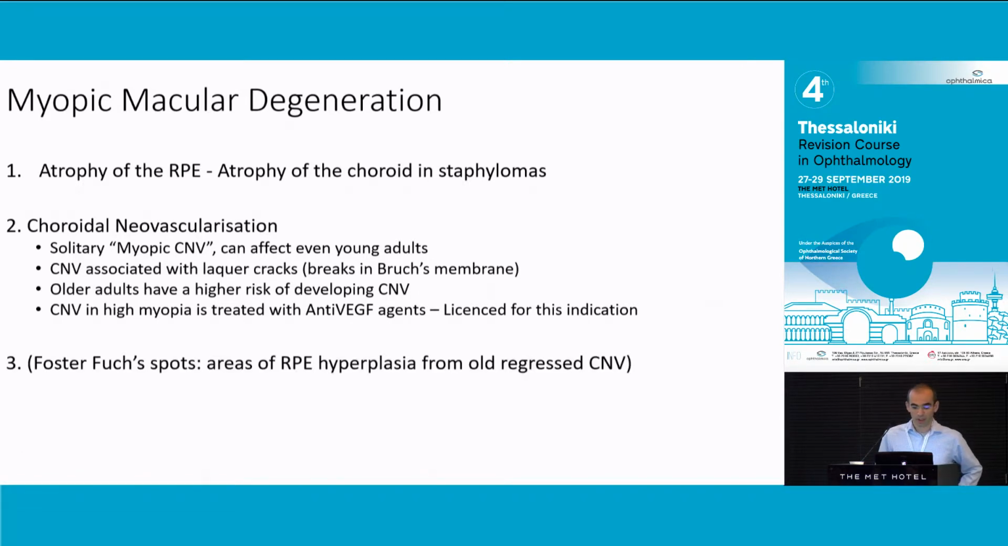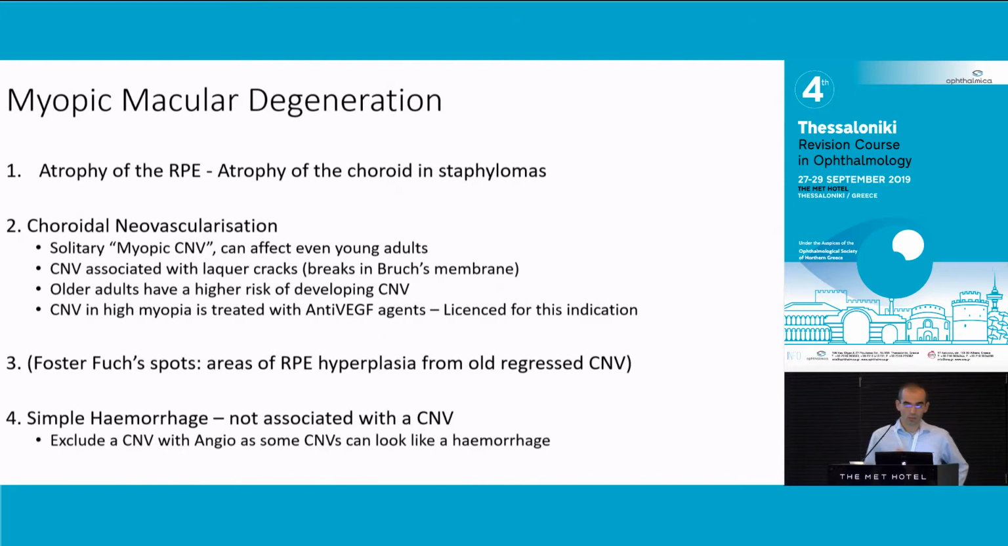Fuchs spots are actually areas of RPE hyperplasia from old regressed CNV, as Adnan has explained in his lovely talk. And sometimes you can get a simple hemorrhage without a CNV, but it's the sort of thing that you should exclude. You should make sure that there's no CNV there, because sometimes you can get these type 2 CNVs that can look like a blood hemorrhage, but in actual fact it's a CNV. So you should do OCT angio to make sure that this is just a simple hemorrhage. And those patients do really well.